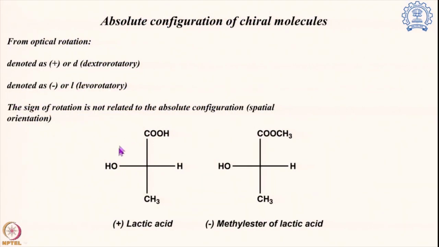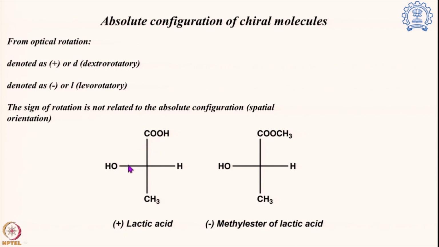This is the lactic acid present over here. I have drawn it in this particular configuration, where the carboxylic acid is present over here, the OH group over here, CH3 over here, and H over here. This is found to rotate the plane polarized light in the right hand direction, so it is denoted as plus or D molecule. So it is written as plus lactic acid.